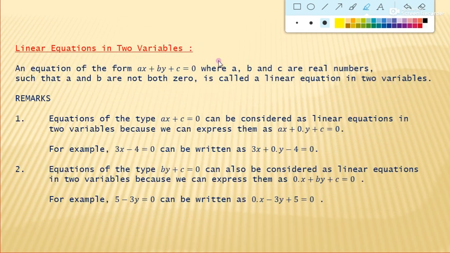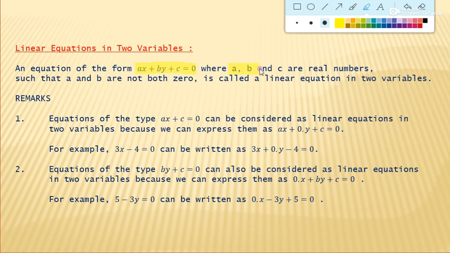Now this is the next topic, linear equation in two variables related to an equation of the form ax plus by plus c is equal to 0. In chapter 2 I taught you how we can determine whether any equation is linear, quadratic, biquadratic, cubic, etc. Definitely through the degree. So you can see here the degree of this equation is 1. So therefore this is a linear equation. And there are two variables x and y.